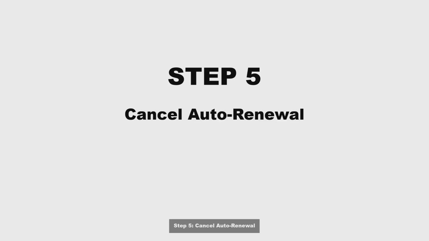Step 5. Cancel auto renewal. Follow the prompts to cancel the auto renewal. You may need to confirm your choice. Once completed, you will receive a confirmation that your subscription will not renew at the end of the billing cycle. Make sure to check your email for any confirmation regarding the cancellation. If you need further assistance, consider reaching out to Google support.